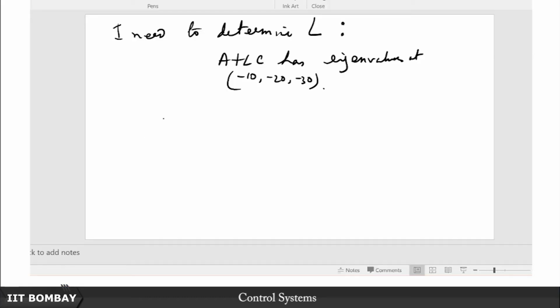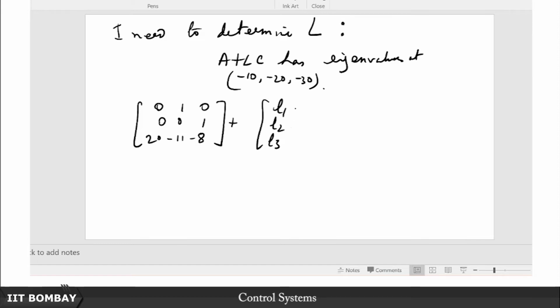Okay, so here is how we proceed. After a lot of talk, [0 1 0; 0 0 1; 20 -11 -8] plus the undetermined gains times C, which is [0 1 0]. So I want that, hang on, again I am making the same type of mistake.